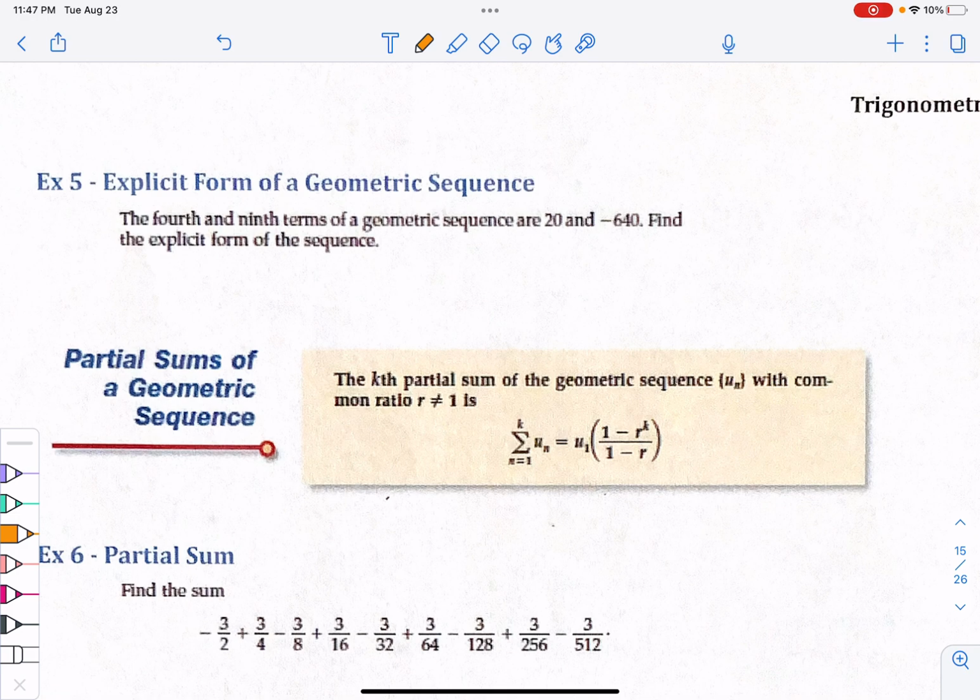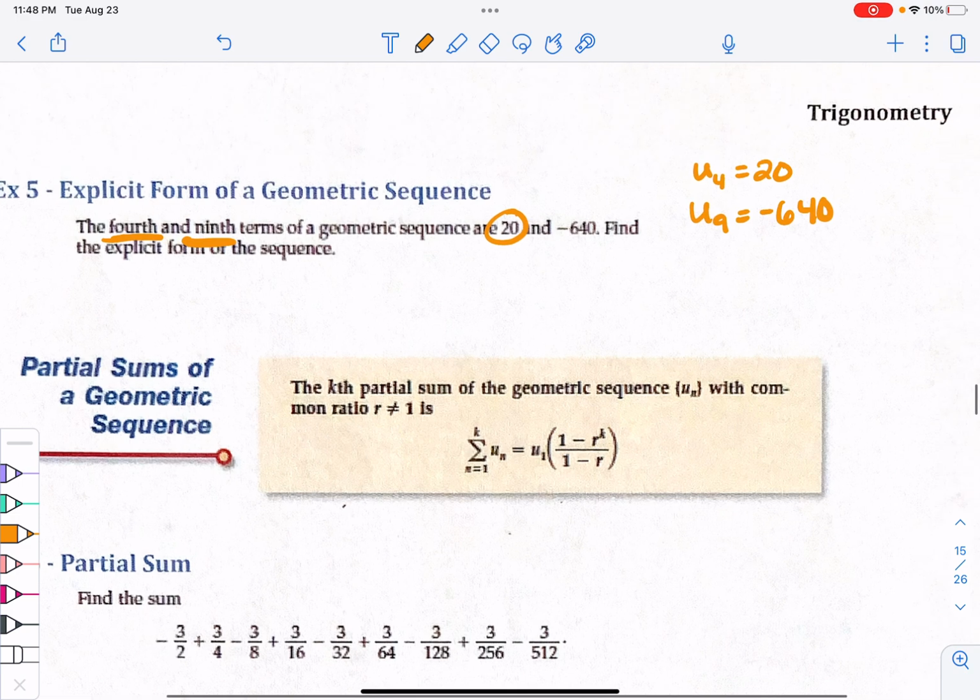They give us the 4th and the 9th term of the sequence. The 4th term of the sequence, they say, is 20. I'm going to write that out as u sub 4 equals 20, and then I'm going to say that u sub 9 equals negative 640.